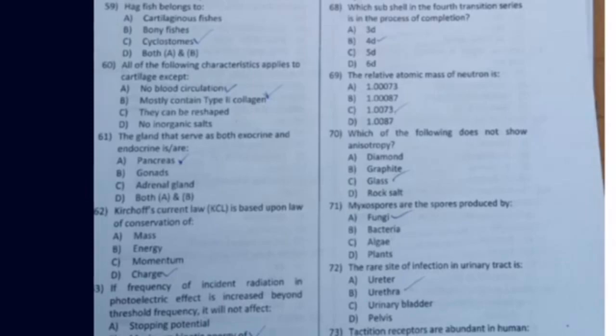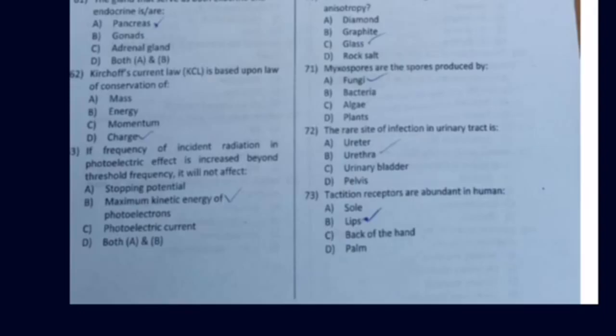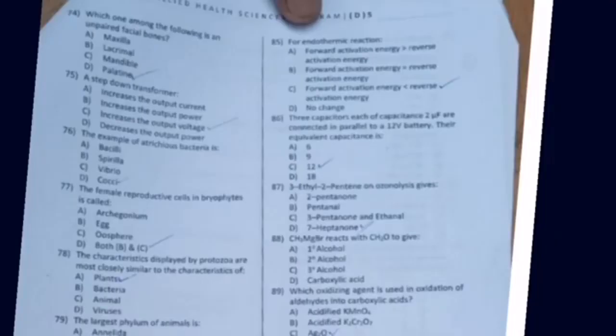71. Myxospores are the spores produced by, the correct option is B, bacteria. 72. The rare site of infection in the urinary tract is the ureter. Option A is correct. 73. Tactile receptors are abundant in human, the correct option is lips. 74. Which one among the following is an unpaired facial bone? The correct option is C, mandible.